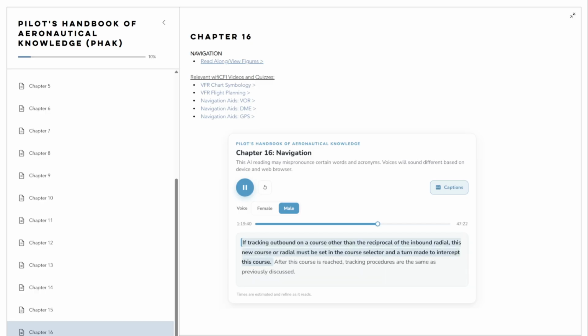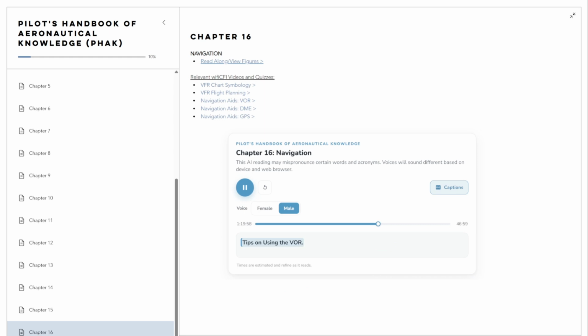If tracking outbound on a course other than the reciprocal of the inbound radial, this new course or radial must be set in the course selector and a turn made to intercept this course. After this course is reached, tracking procedures are the same as previously discussed.